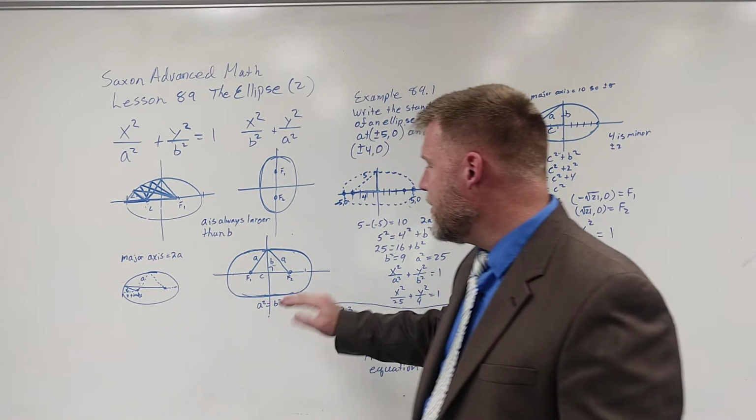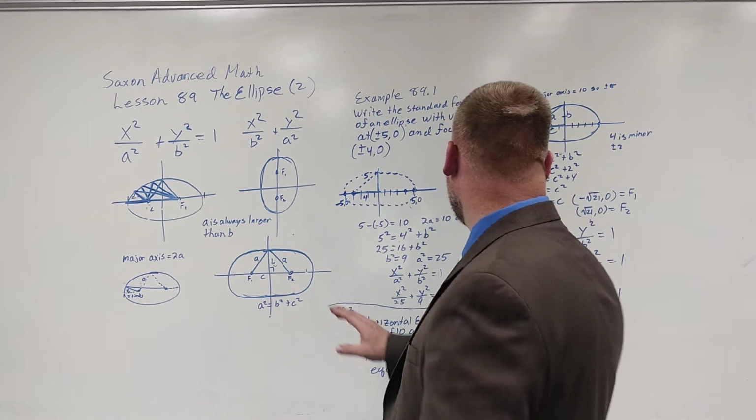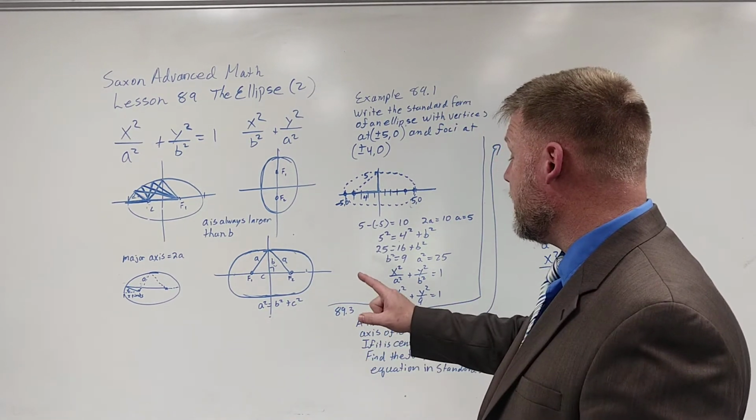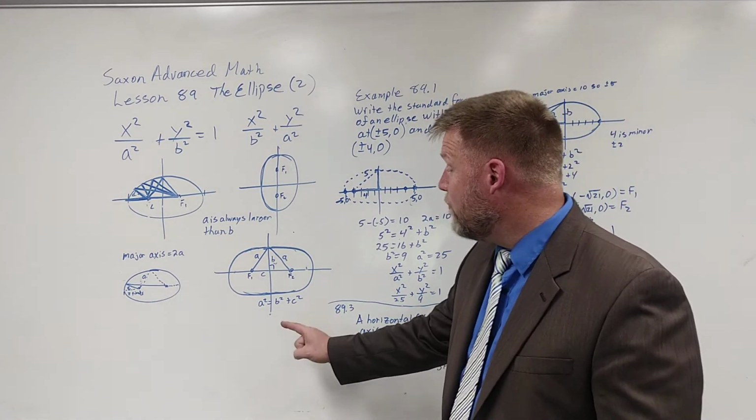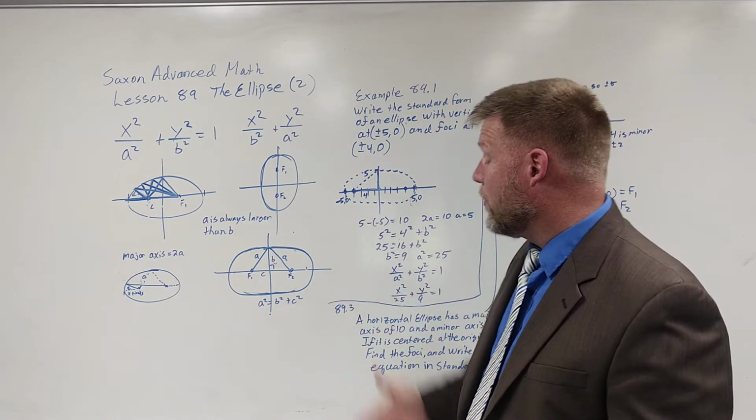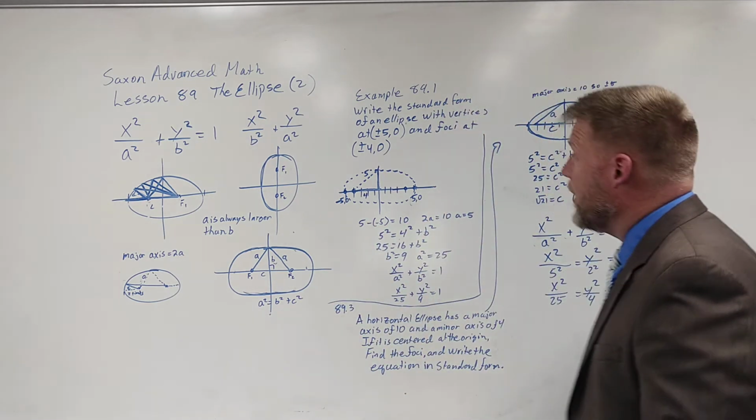Now, once I know that, I can start to determine a couple of things that I am going to be able to use for finding out the other parts of my ellipse. Look at example 89.1.